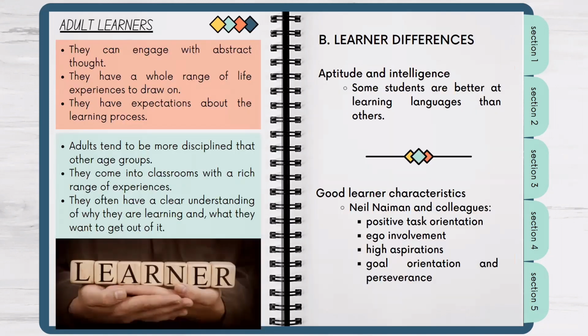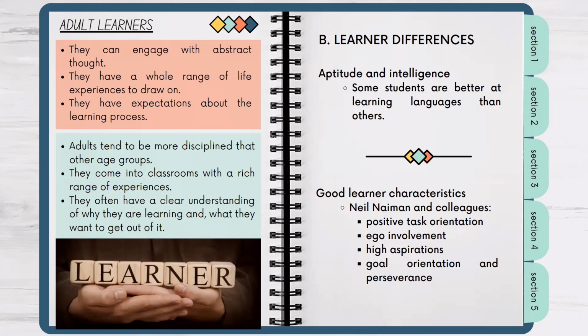We also have the adult learners. Adult language learners are notable for a number of special characteristics. First, they can engage with abstract thought. This suggests that we do not have to rely exclusively on activities such as games and songs, though this may be appropriate for some students. They have a whole range of experiences to draw on. They have expectations about the learning process, and they already have their own set of patterns of learning.